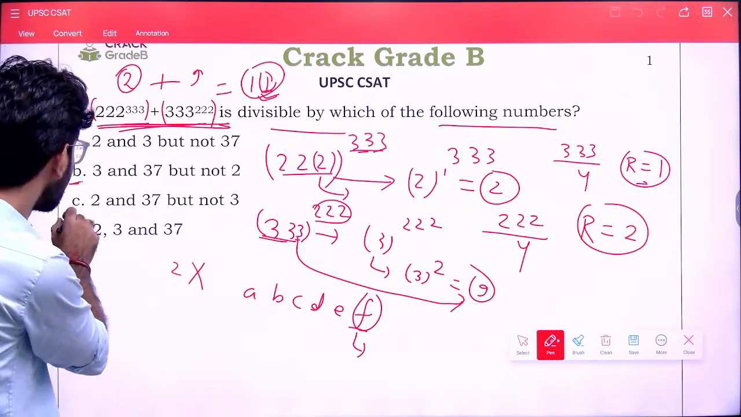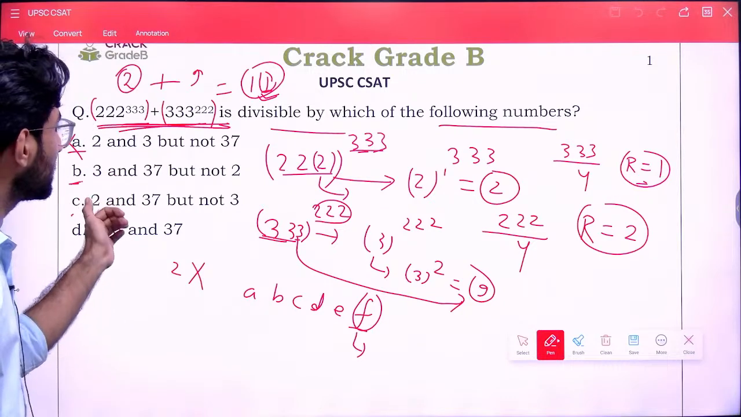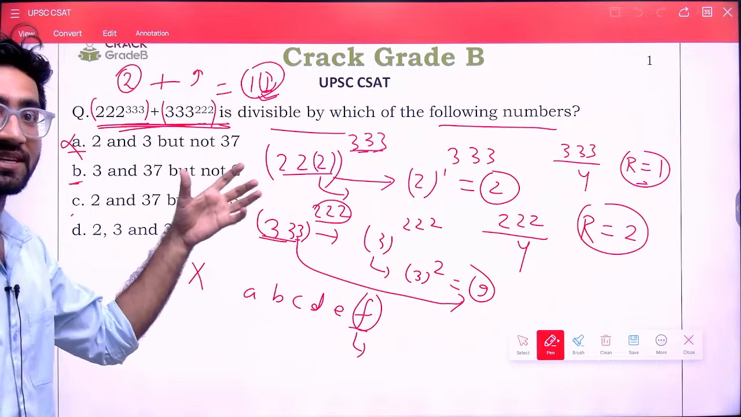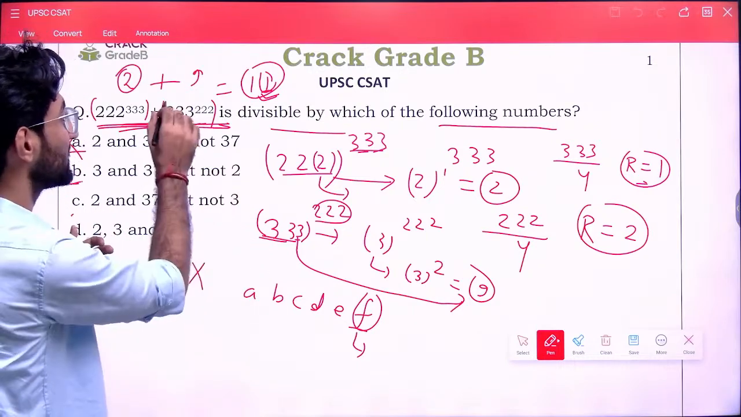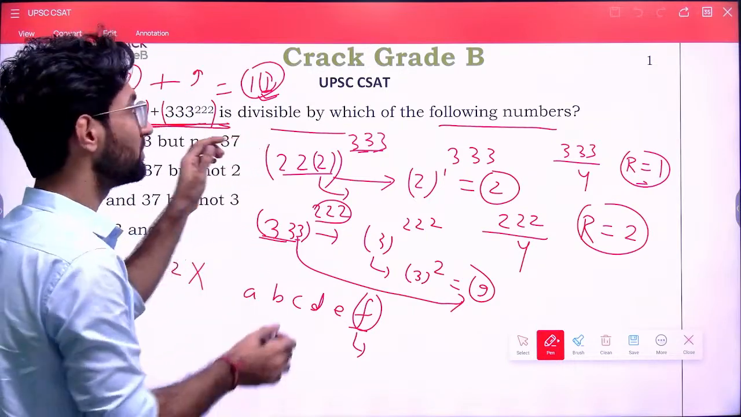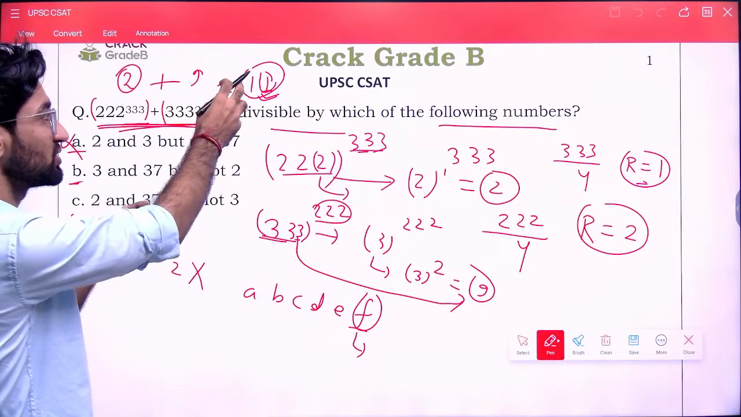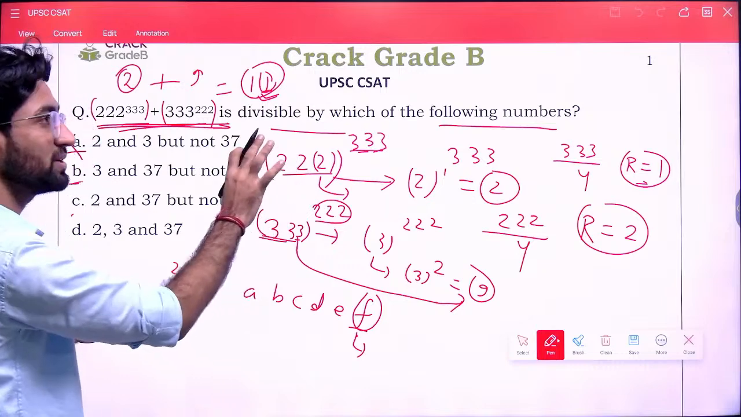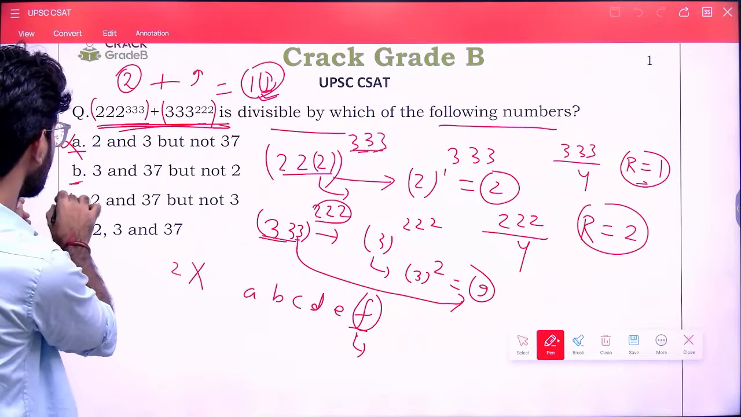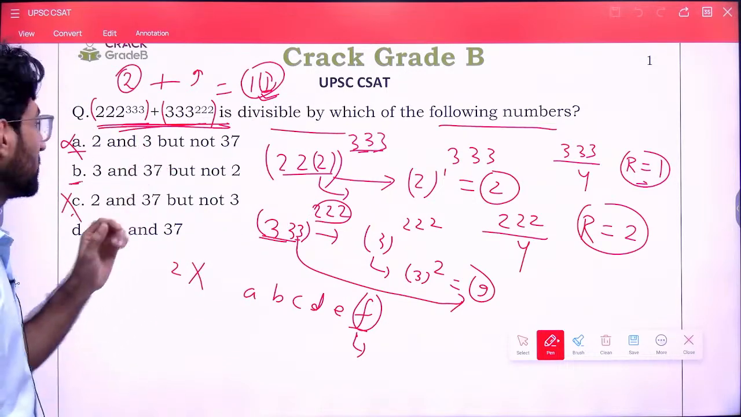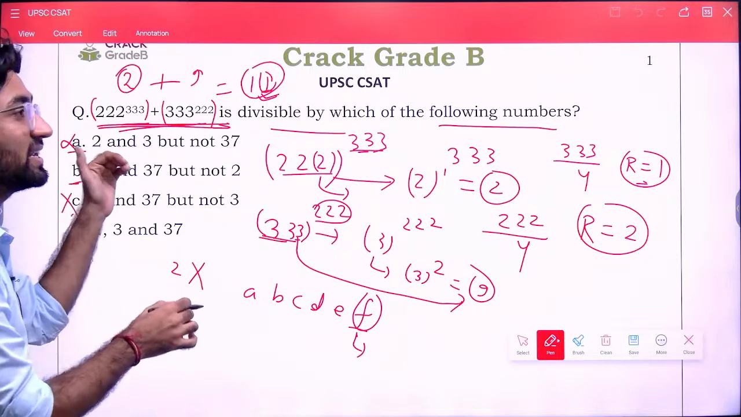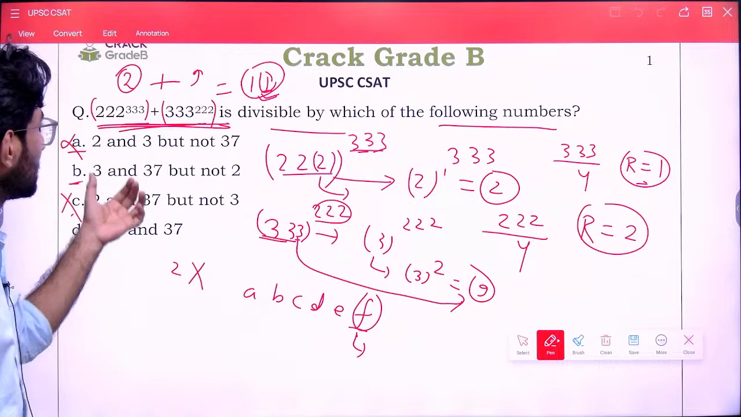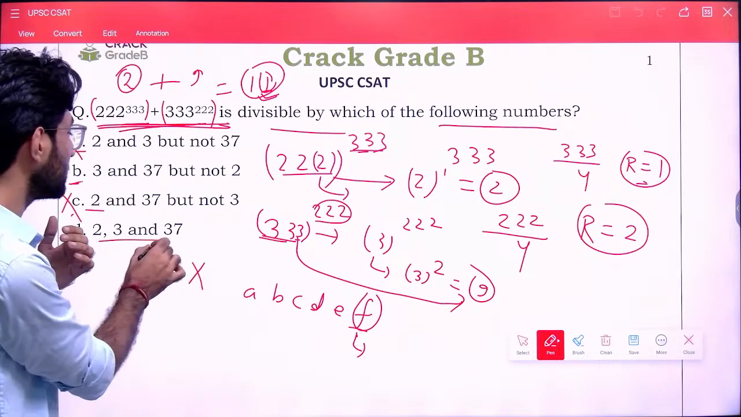But if you look at the third option, it is again given that the number is divisible by 2 and 37 but not 3, right? But we have found that the given number is not divisible by 2 because the unit digit is 1. If the unit digit of any number is 1, that number is not divisible by 2. So the third option is again incorrect here, right? If you look at option D, it says the given number is divisible by 2, 3 and 37.